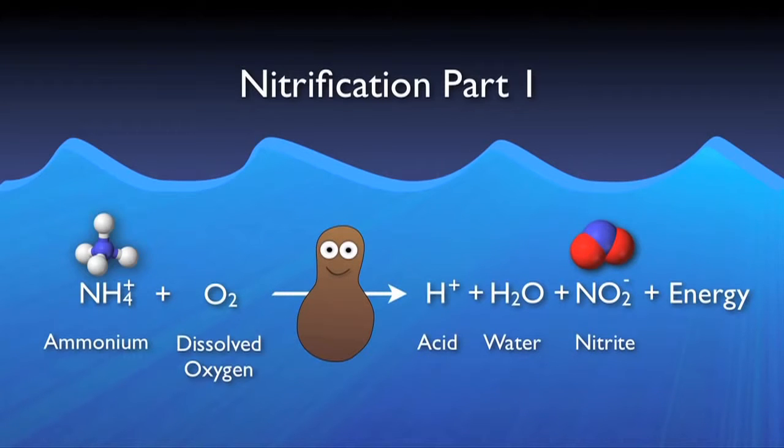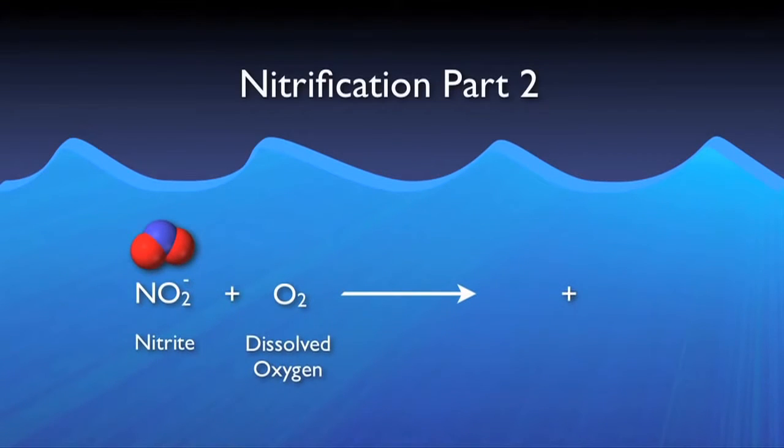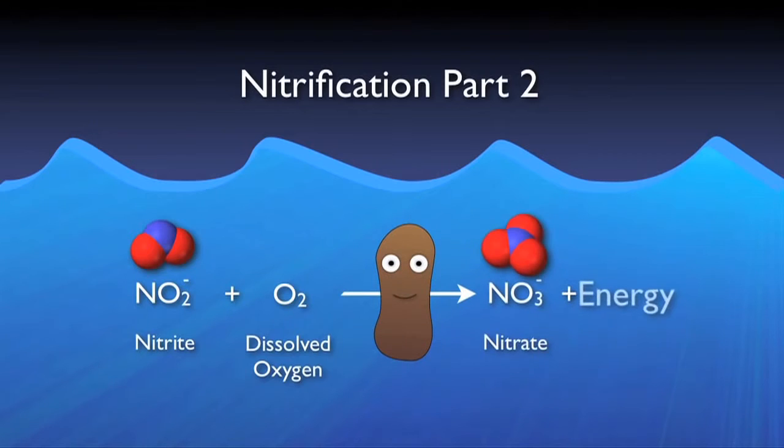The water produced is absorbed in the system, the nitrate moves on to the next step, and the energy is used by the bacteria to grow and multiply. The second step, for which a group of bugs known as nitrite oxidizers is largely responsible, takes that nitrite and more DO and converts it into nitrate and energy.